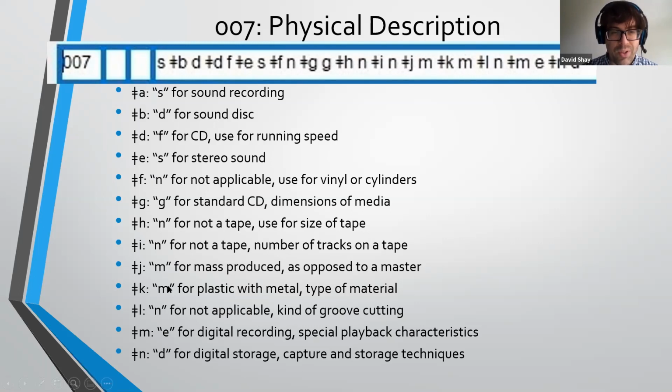The material type is plastic with metal. This is no groove cutting. Again, this is for a vinyl record. It's a digital recording, and digital storage and capture techniques were used to generate this object. Again, for most CDs, this is going to be pretty much identical, and this is going to look very different for different kinds of things. So if you collect vinyl records, or if you have tapes, or if you have a Playaway, or if you have any kind of other sound medium, it's going to look a little different.